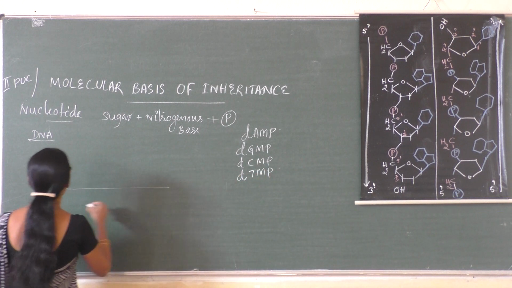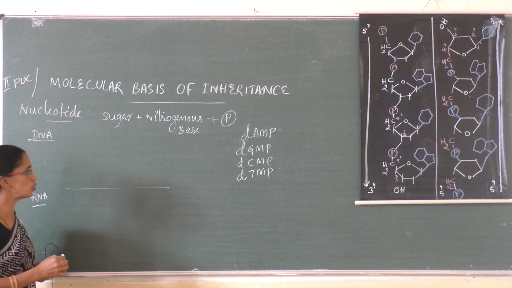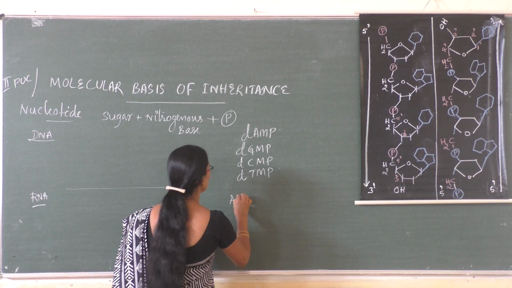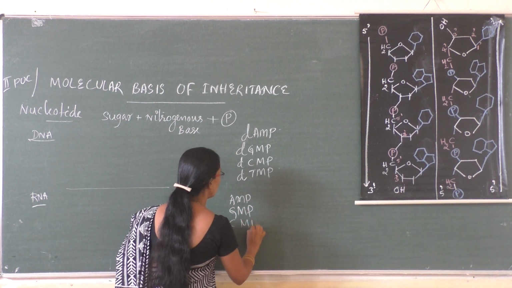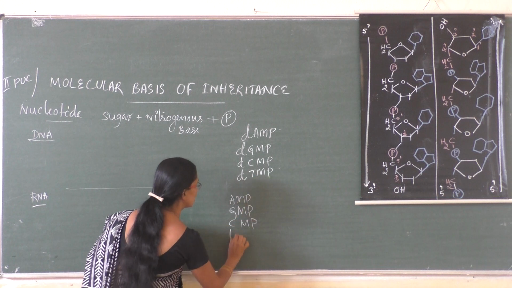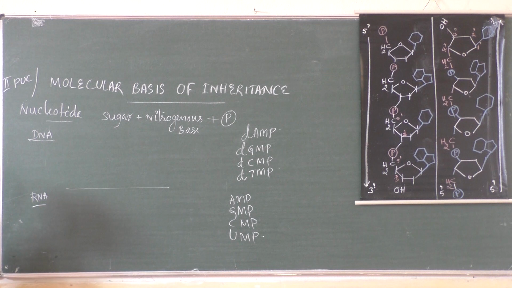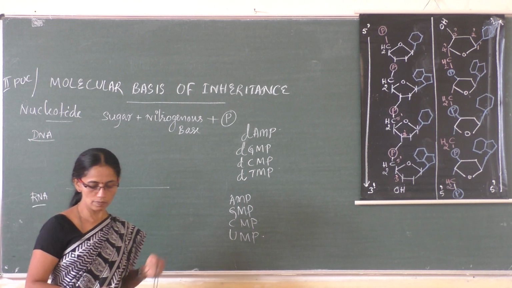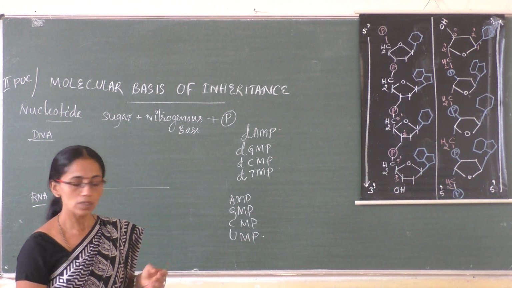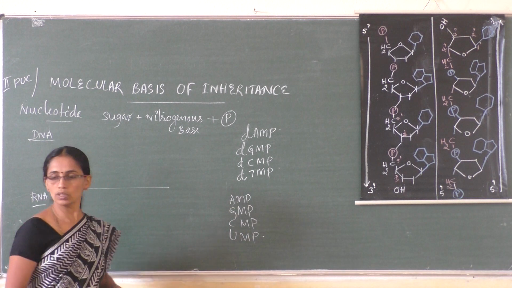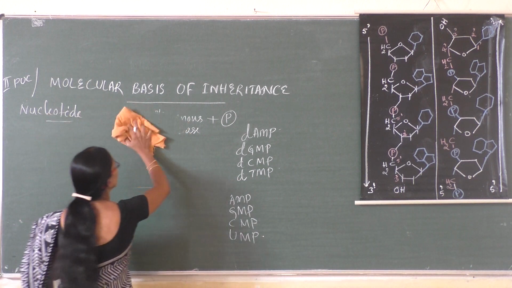Now coming to RNA, the four nucleotides of RNA: the sugar is ribose sugar, so adenosine monophosphate, guanosine monophosphate, cytidine monophosphate, and here instead of thymine it is uridine monophosphate. These are the nucleotides of RNA. Up to here we discussed nucleotides. Now, next continuation: how the nucleotide is formed. Formation of nucleotides.